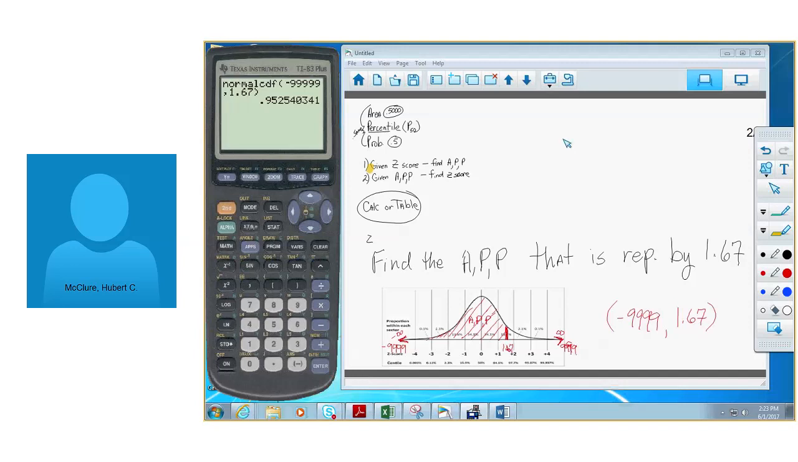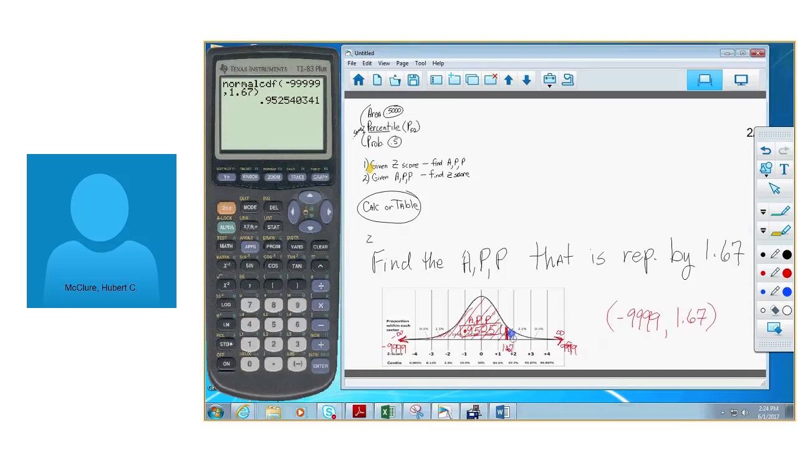And that is 95% or 0.9525. Write that down. Your red area is 0.9525. Right here. That is your area, that is your percentage. Percentage would be 95.25%. Your probability would be 0.95. Okay? Now, what if I wanted the blue area?